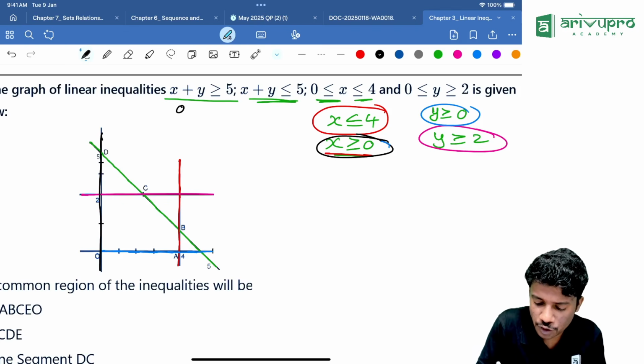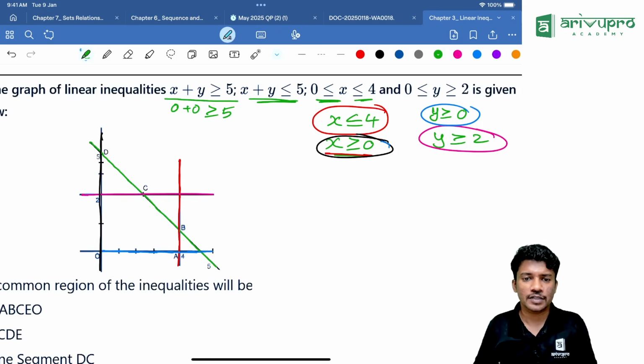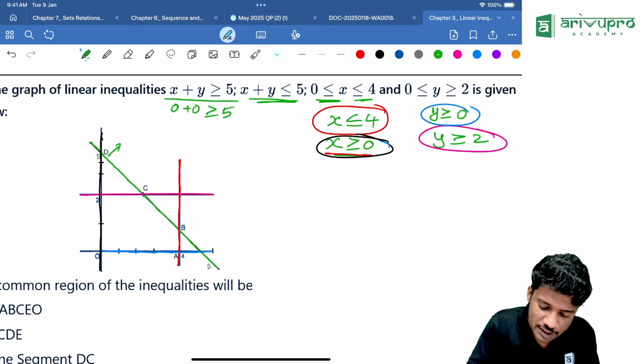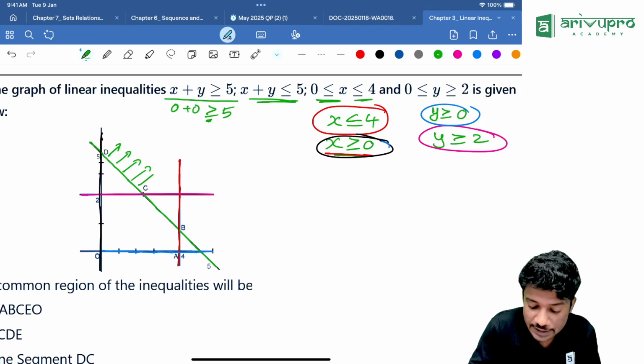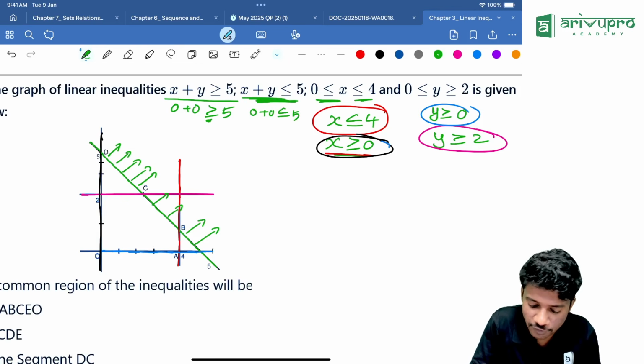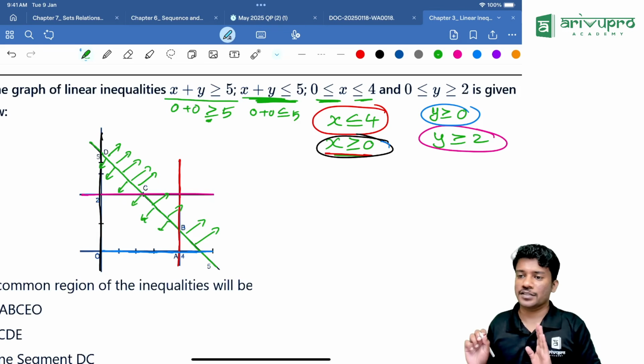When x is equal to 0, I will use this color. When x is equal to 0 plus y is equal to 0 greater than or equal to 5. Is that correct? No, it is away from it. That means one side of the graph is away, including the line segment. Since the equal to sign is there, this line segment is also included. That means it is away. Then what else is there? Then x plus y less than or equal to 5. That means 0 plus 0 less than or equal to 5. That means it is towards the origin. That means that line segment is present.